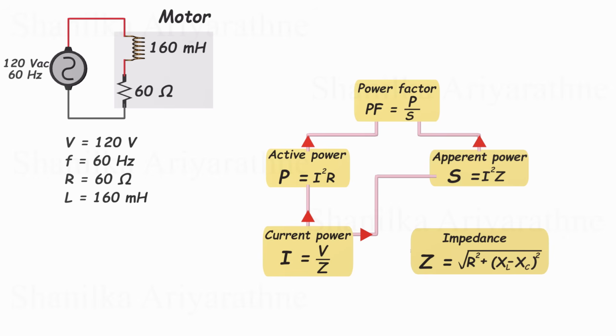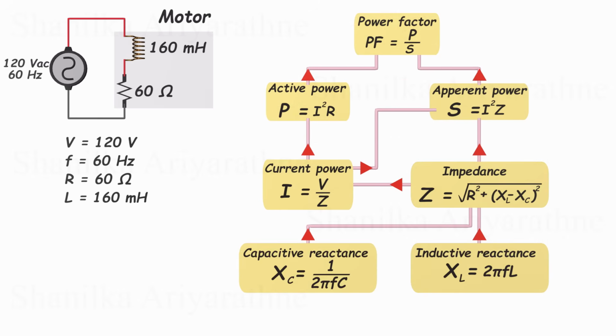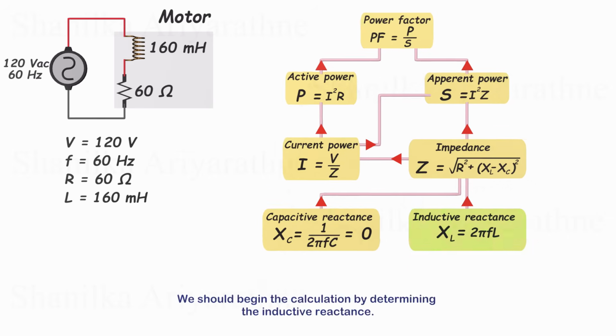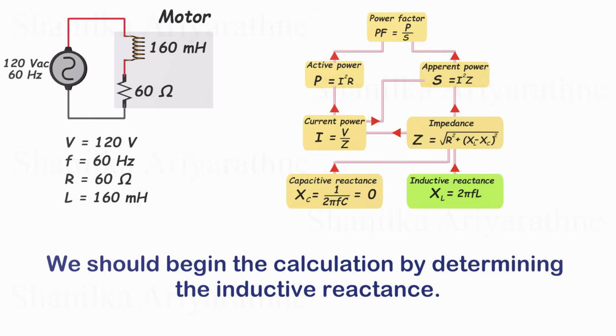To calculate the current, we also need the impedance and voltage. Voltage is given. To calculate the impedance, we need to know both the resistance and reactance of this circuit. We're given the resistance, but to calculate the reactance, we require both the inductive and capacitive reactance. Since there is no capacitance in this circuit, the capacitive reactance is 0. Therefore, we only need to calculate the inductive reactance. To do this, we require the inductance and frequency, both of which are known. This is where we should start our calculations. As you can see, it's a more complex process.